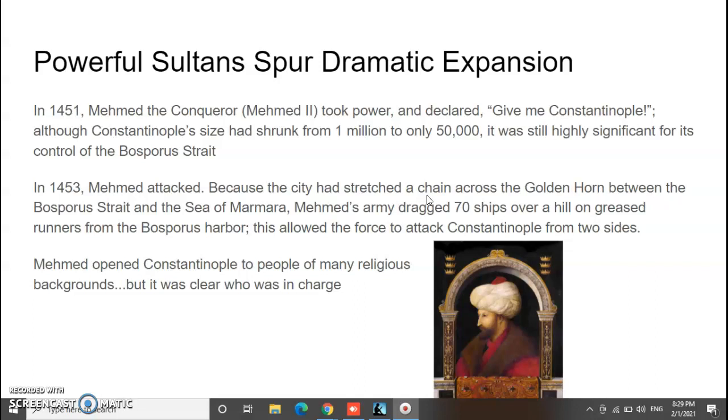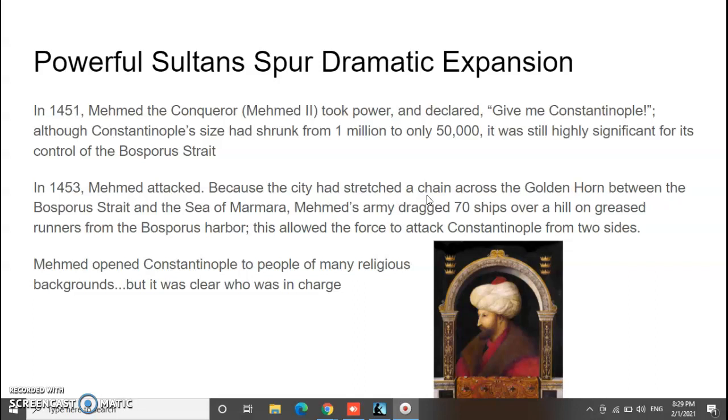Well, he actually drags 70 ships on greased runners. So up on land, runners are like planks essentially, and he drags them across into the Bosporus harbor. So he goes around dragging these huge ships, and then they're able to batter the harbor and attack Constantinople from two sides. And so ultimately, he did take the city, he conquered Constantinople.